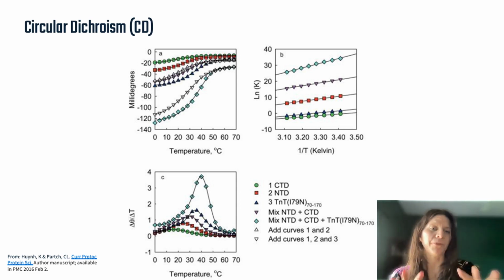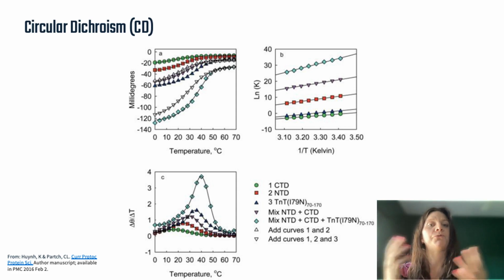So CD is super valuable because it also provides this basic insight into the secondary structure of a protein. There are typical fingerprints for many different secondary structure elements that can be pulled from the data. So it gives you sort of that additional insight into how your protein is physically shaped.